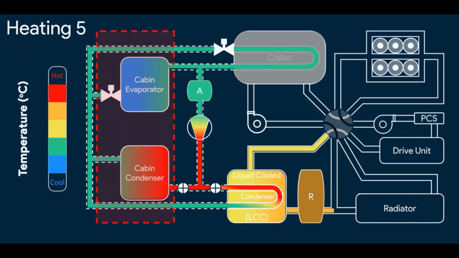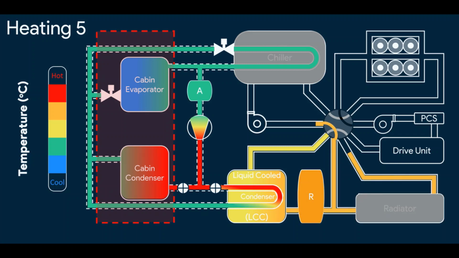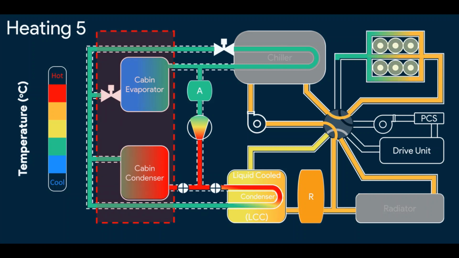In the LCC, the coolant absorbs the heat from the hot refrigerant. Then via bypass, it goes to the chiller, where the chiller is inactive. Then it goes to the batteries, where it gives its heat to the batteries for heating. Then it goes to the drive unit, where it can gain some more heat from the batteries. Then from there, it goes back to the LCC for the next cycle.